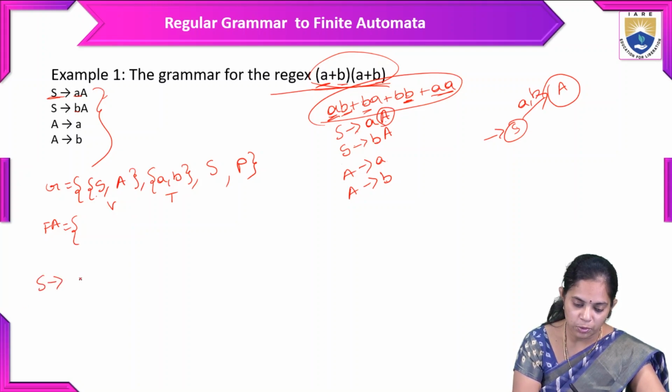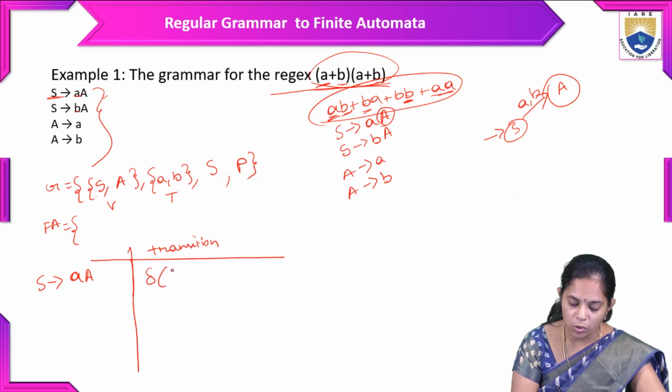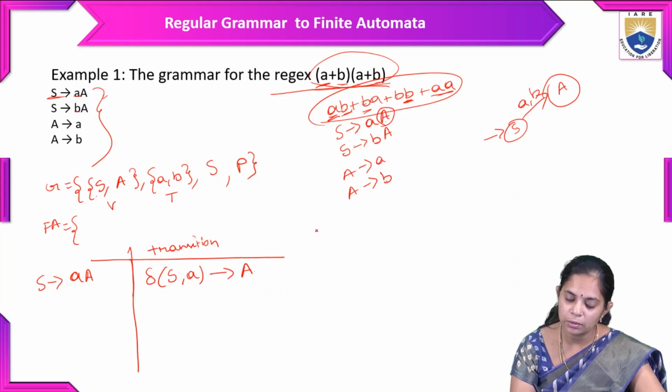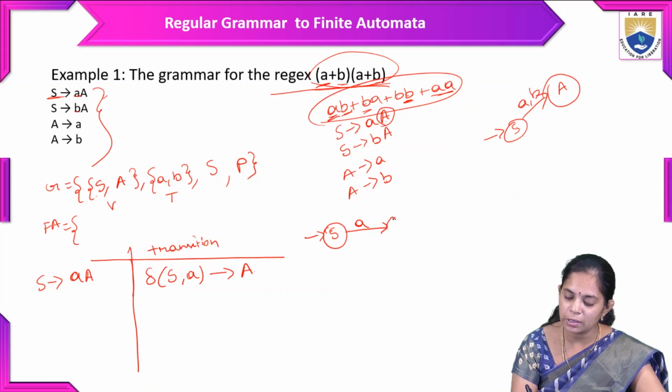So here the first production rule is S tends to A, so we need to convert it to a transition. So delta of S comma A input, it is reaching capital A. Parallelly we will construct the step-by-step process. Here S is the start state, and when we give A as an input, it is reaching the A state.